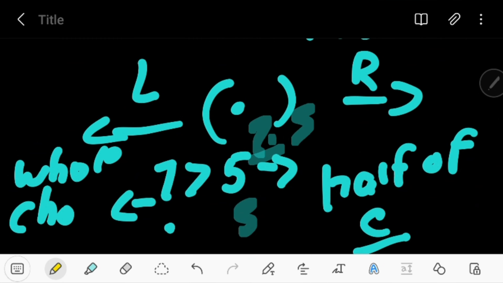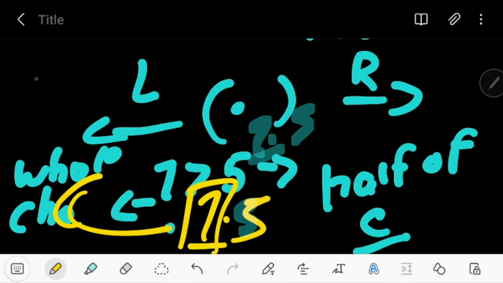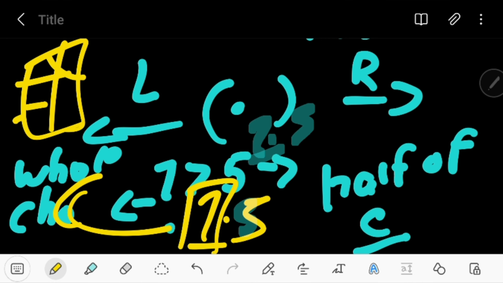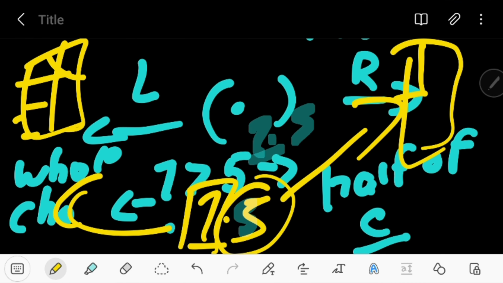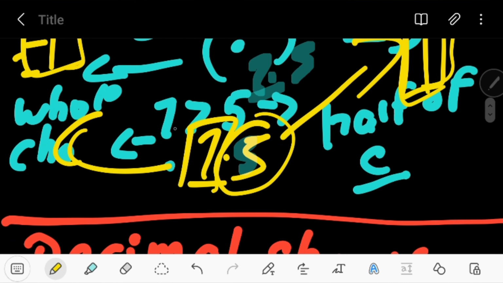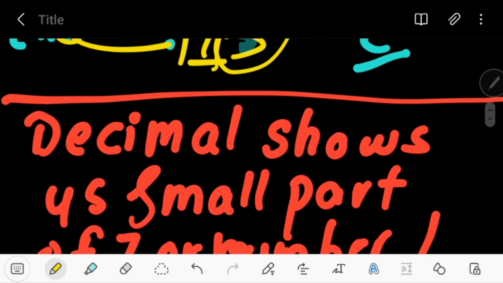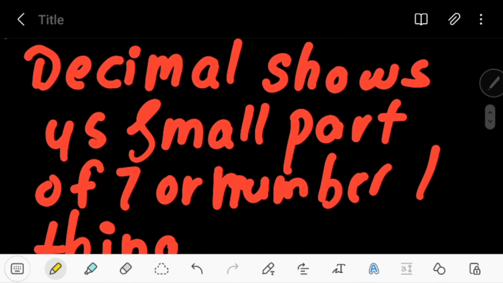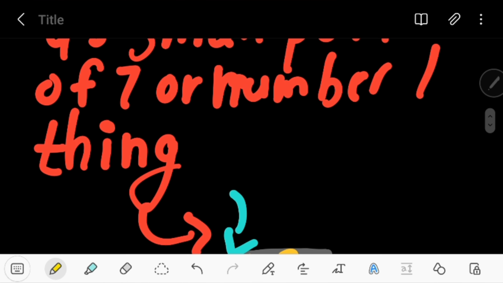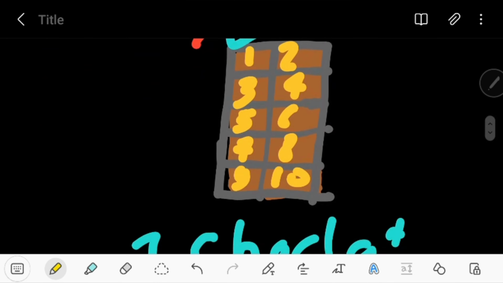So here, 1.5, the 1 represents 1 whole chocolate bar, and 0.5 means just a part of the 1 whole chocolate bar, so only 5 pieces of that. So obviously 1 is bigger than 5. So hence decimal shows a small part of a number, or 1. Generally speaking, let's preview one more thing.